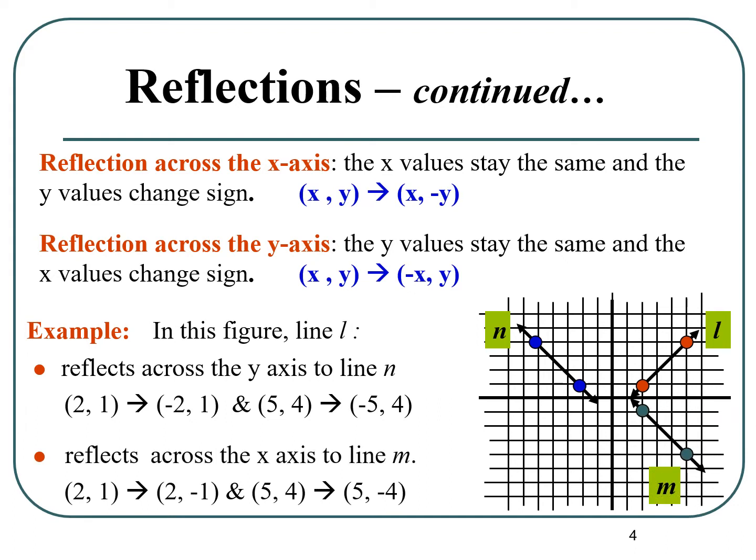Now, we are going to reflect across the x-axis to line M. So from line L to line M. So from (2, 1), we have (2, negative 1). And then from (5, 4), we have (5, negative 4). So across the x-axis, you copy the x coordinates and get the opposite of your y. From (5, 4), we copy the x coordinate and we get the opposite of 4, which is negative 4.